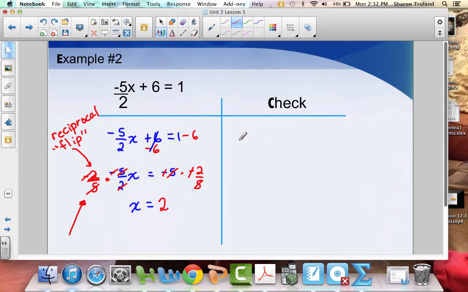So let's check. And we say 2 is our answer, so I'll put 2 in there. And we should get 1 as an answer. Well, right here, a denominator and a numerator cancel out. I still have the negative. It doesn't cancel out with anybody. So I have negative 5 plus 6, and that does indeed get me 1, which is what I was looking for.